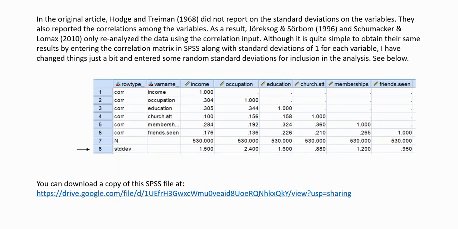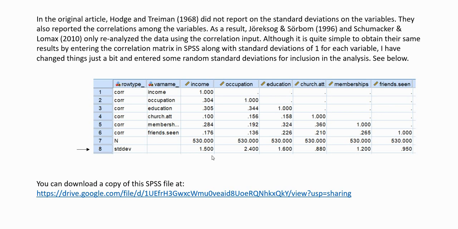Now for this demonstration we're going to be using this data set right here. You can see the link that I've given. Again, this is in the PowerPoint. You can see that we have correlations among our variables as well as the sample sizes, and then down below we have standard deviations.